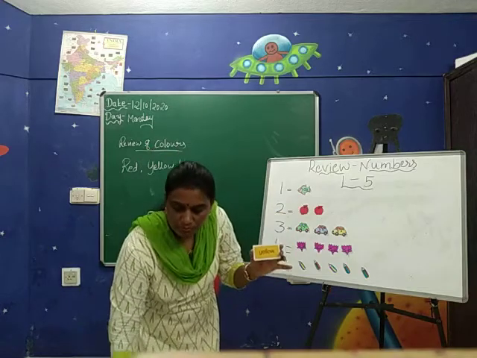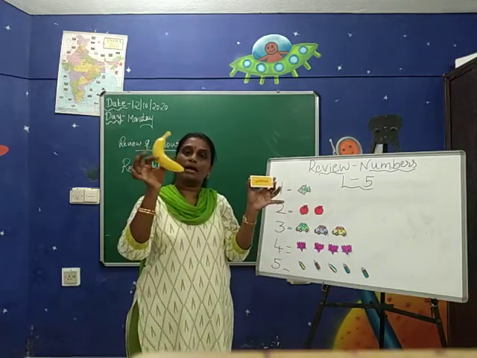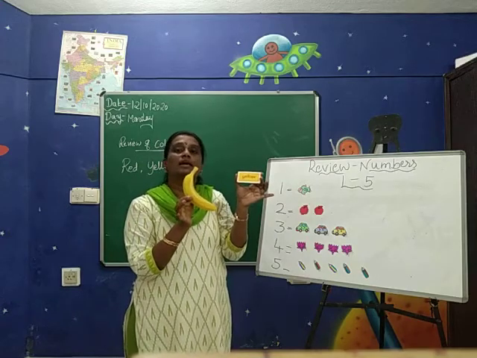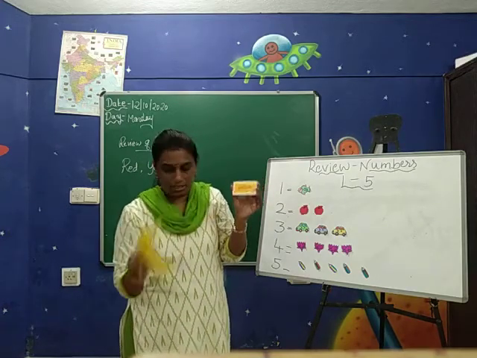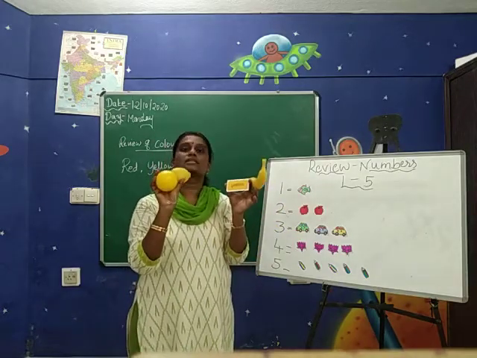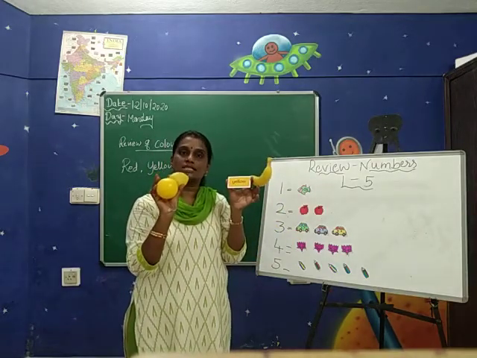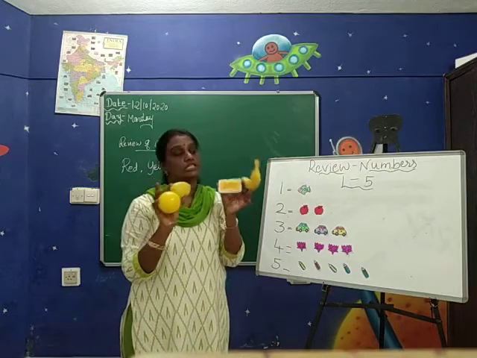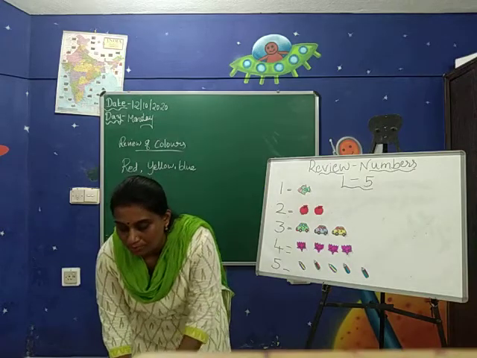Very good. Next, what is this? This is a banana. Banana is in which color, children? Yellow color. So these are the yellow color objects I have shown you. This is the review. Now you are able to find the yellow color. Shall we sing one rhyme on yellow color?